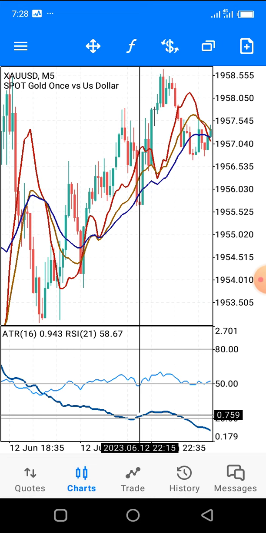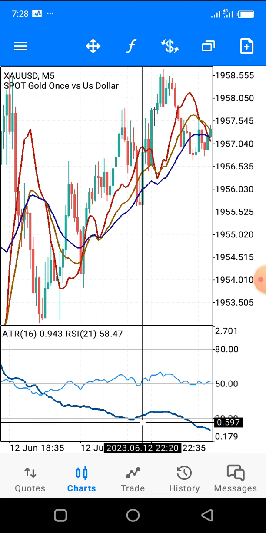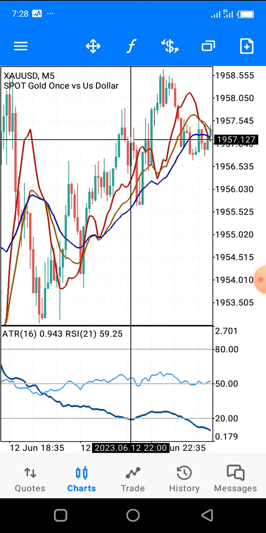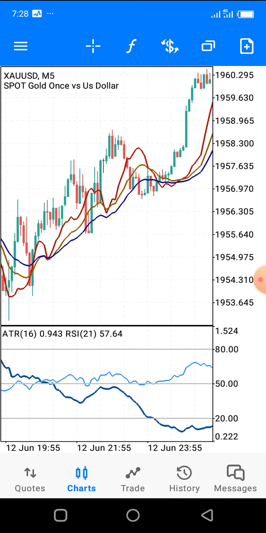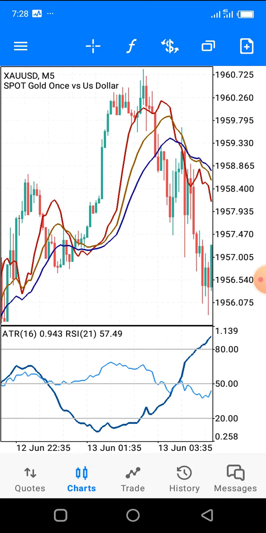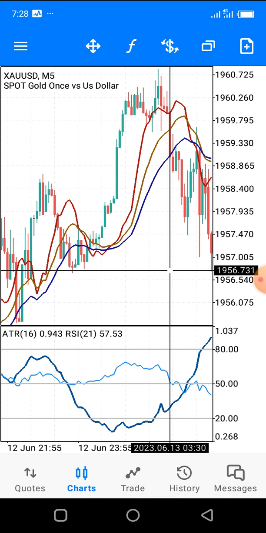If it is moving upwards, it's telling you a strong volatility, but at this point, it's a very weak volatility because the ATR is moving downwards. Can you see? The ATR is moving downwards right here. So the market, gold, isn't giving much movement until this zone. Can you see? Now it started moving up again.